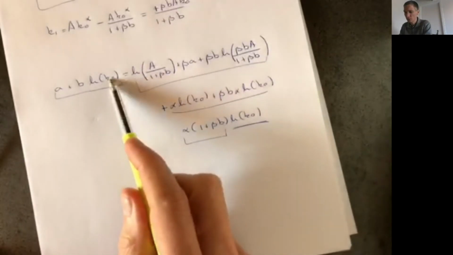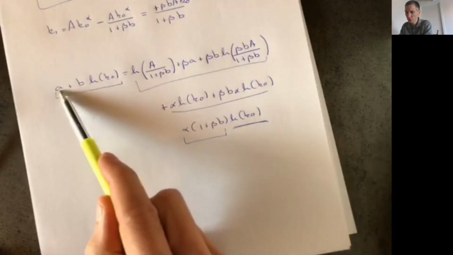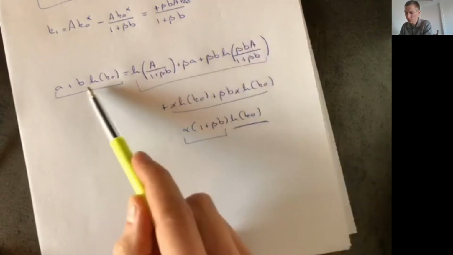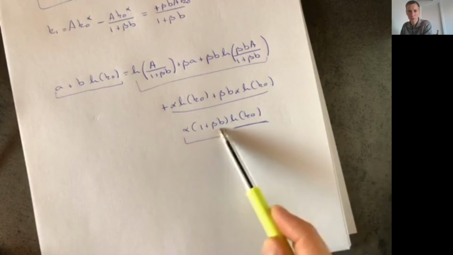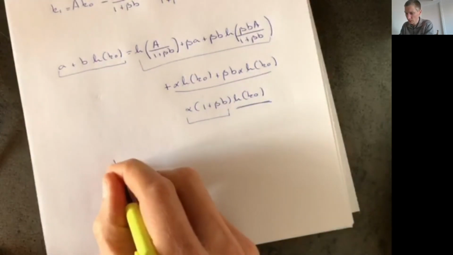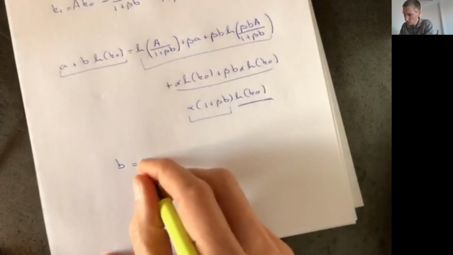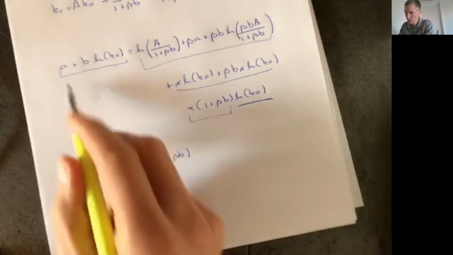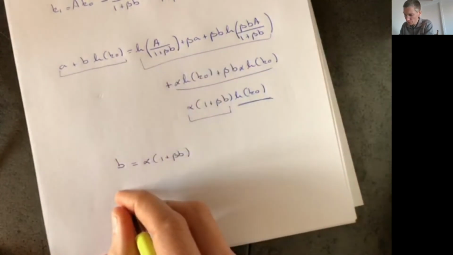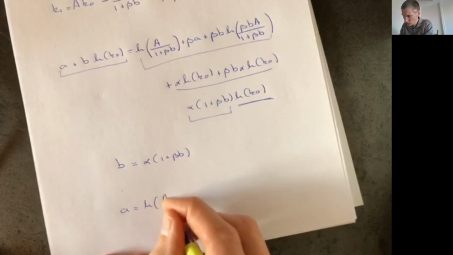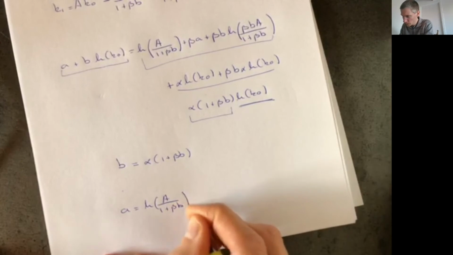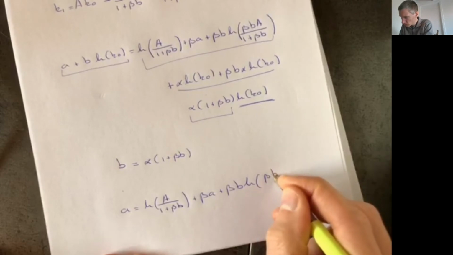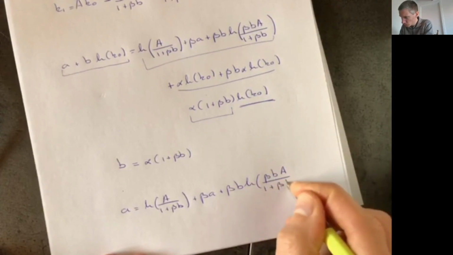Okay, so this fact that this holds for every k0 means that this coefficient a has to be equal to the first coefficient here, and the second coefficient b has to be equal to the slope here. So equating coefficients, I have that b is equal to alpha times 1 plus beta b, and I have that a is equal to this entire first expression. a is equal to ln a over 1 plus beta b, plus beta a plus beta b ln of beta b a over 1 plus beta b.